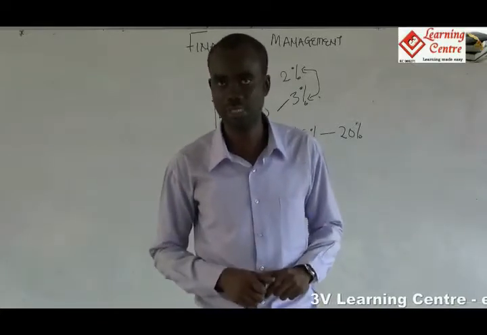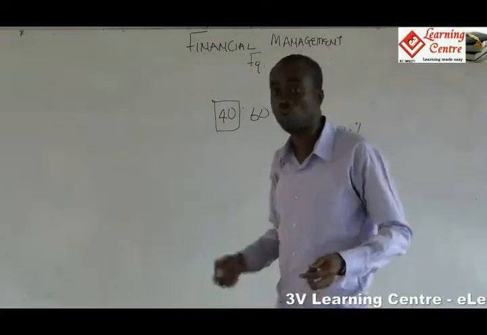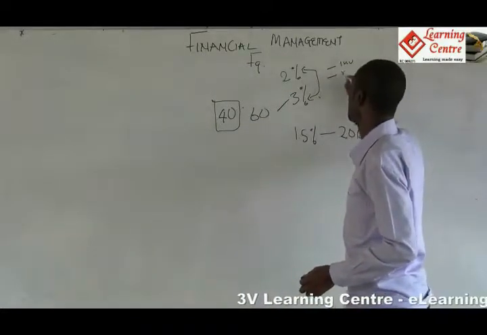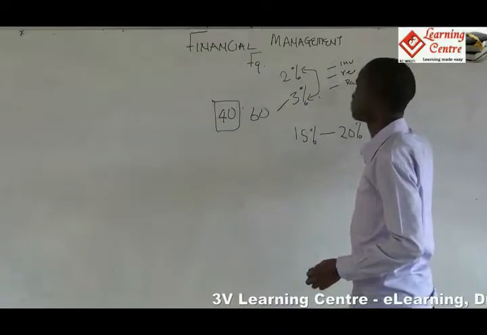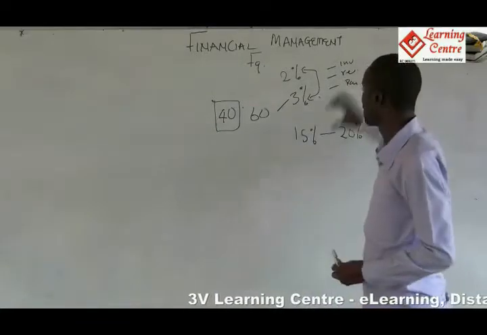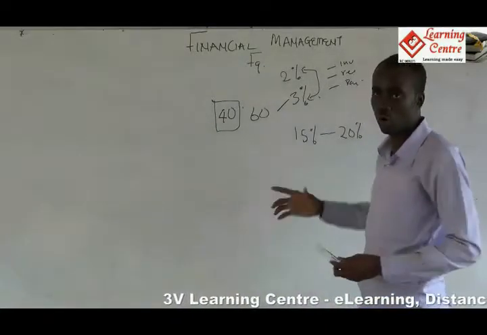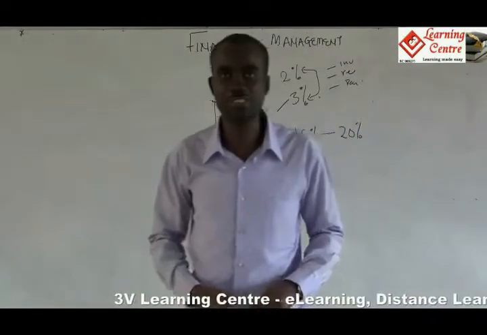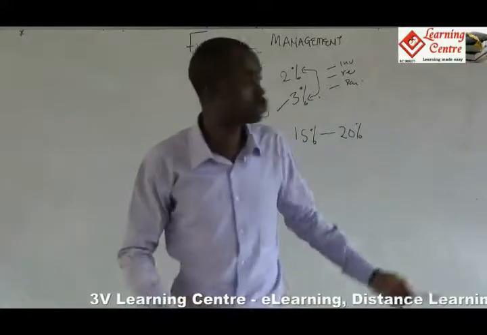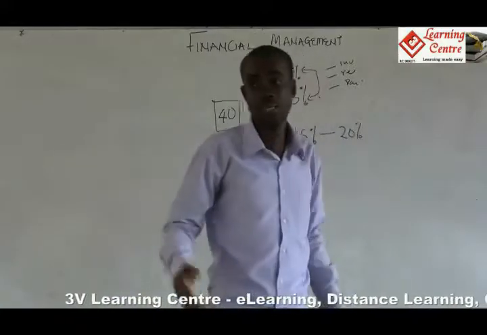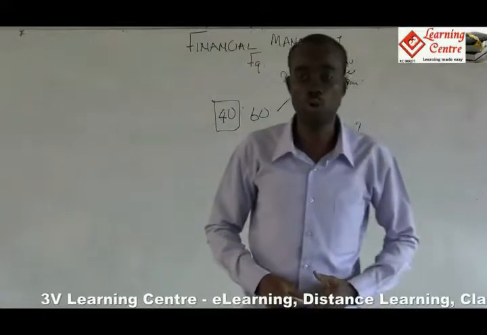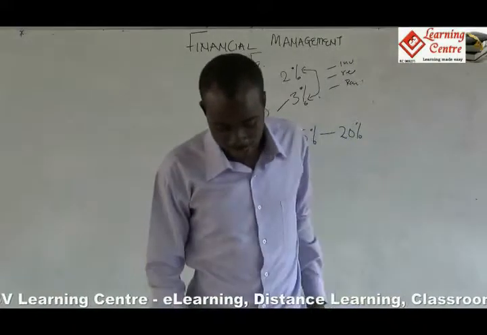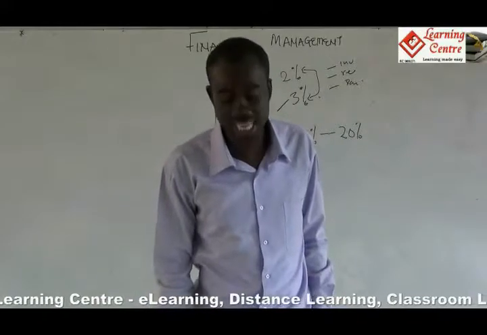Our working capital. You agree with me that the elements of working capital will be inventory, receivables, payables, and we need to know how to manage these elements of working capital. This accounts for a minimum of 15%, and if you have a good knowledge of this, then you are 15% into the success of paper F9.